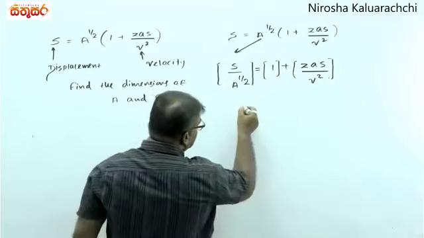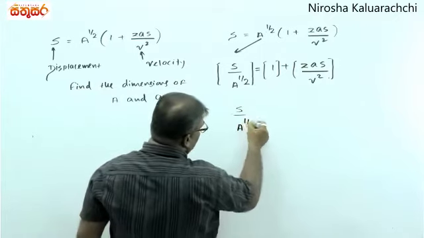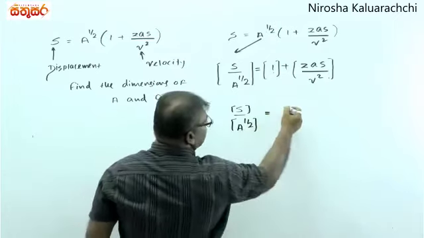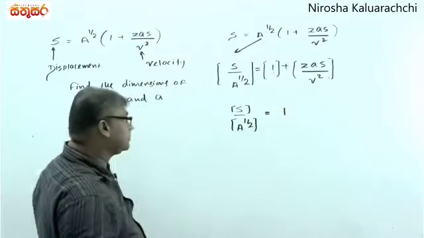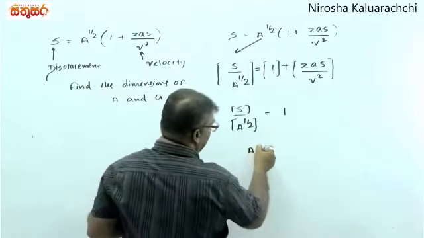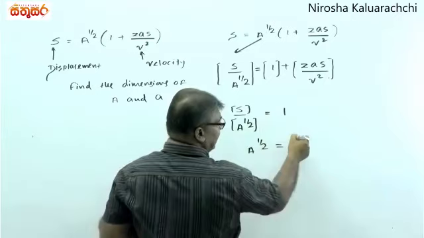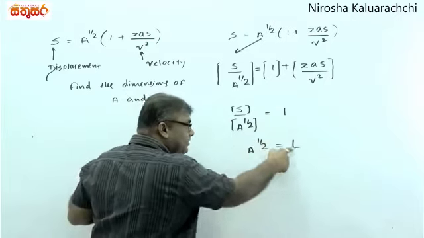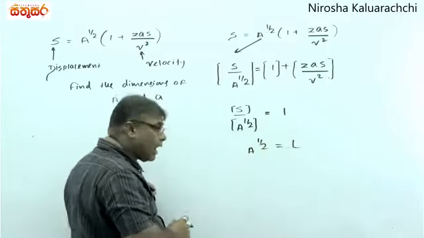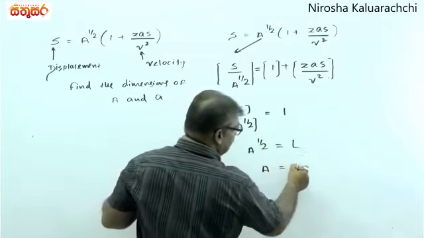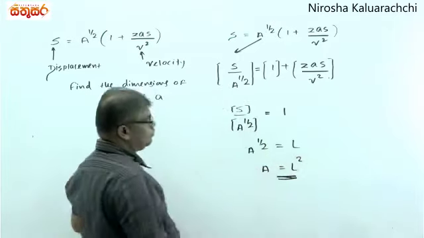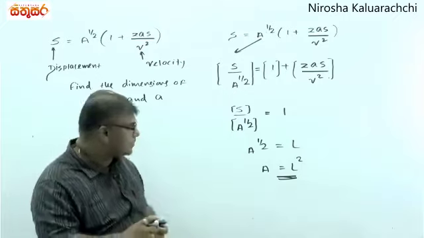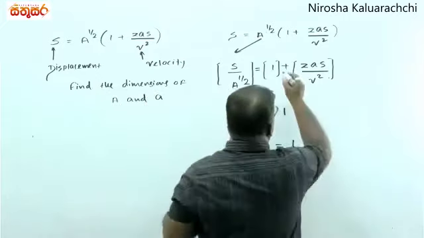So you can say first, S over A to the power of half dimensionally equals no dimension, just one. Then A to the power half equates to L dimensionally. The dimension of S is L, and A to the power half is L. Then square both sides to cancel the half power. Then A becomes L squared. Clear? Yes, done. It's very easy. Next thing, again this one.